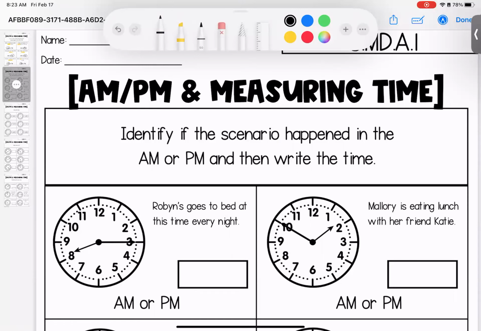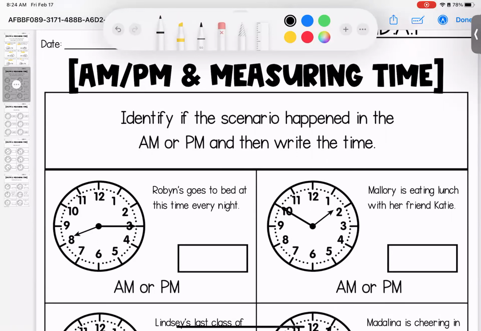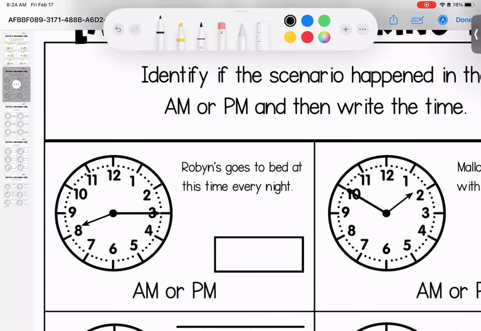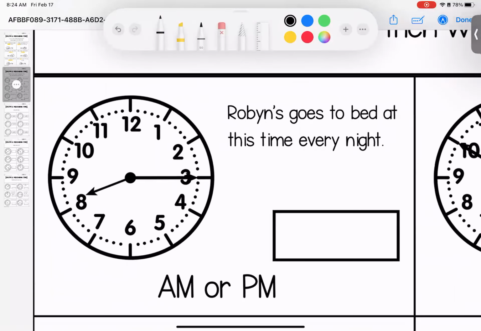All right, class, looking at our second page where we're looking at the scenario to decide whether it's AM or PM, and we have the added stretch of also writing our time. So if we're looking here, we have our hour hand in yellow, and we have our minute hand in red. Remember that our hour hand is the one that points to the hour, and our minute hand is the one that does not respect space. It usually sits directly on the number.